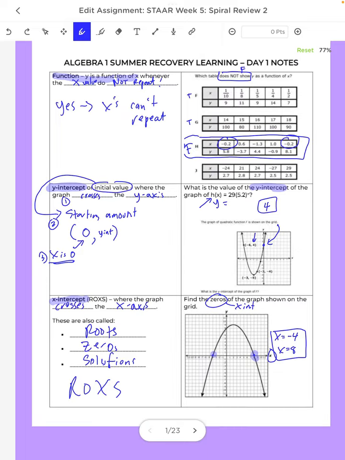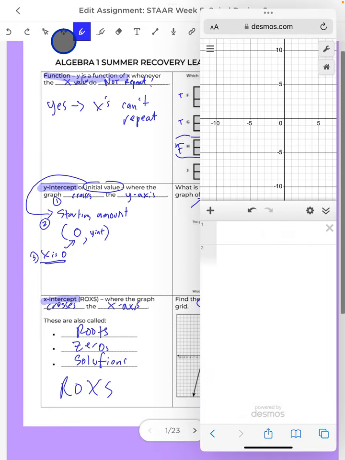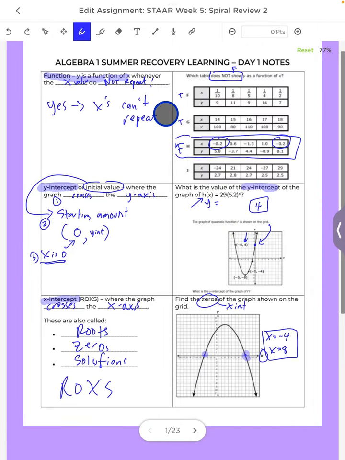Okay, so that's the first thing we want to talk about. If it is a function, that means the x's can't repeat. Y-intercept is where it crosses the y-axis. We know this is the y-axis, so where it crosses is right there. So y equals 4. X-intercept crosses the x-axis. So this one crosses the x-axis right there and right there. All right, next.